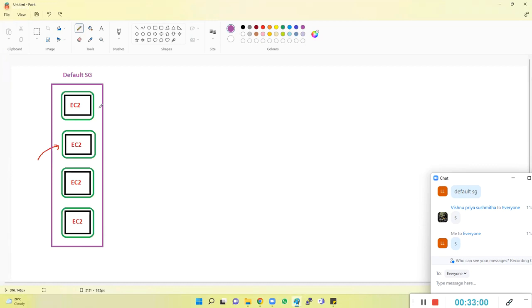So, sir, when do I create multiple security groups? Guys, once you are habituated and you go to the real time, you will be creating them. Let me give you a real time example also: when do you create multiple security groups?